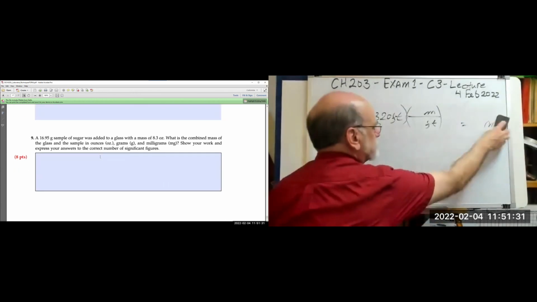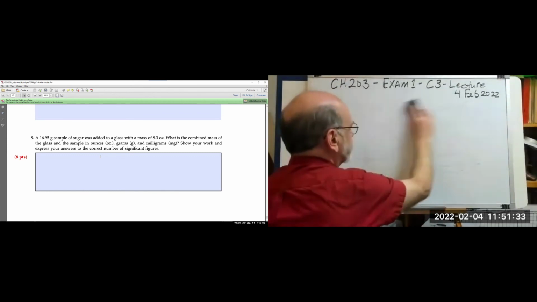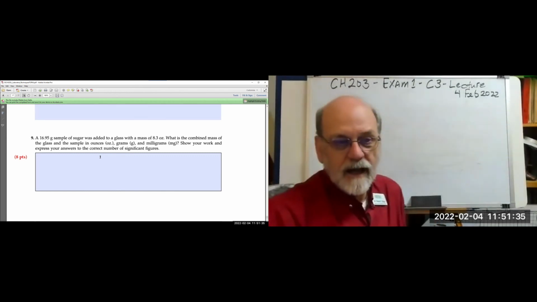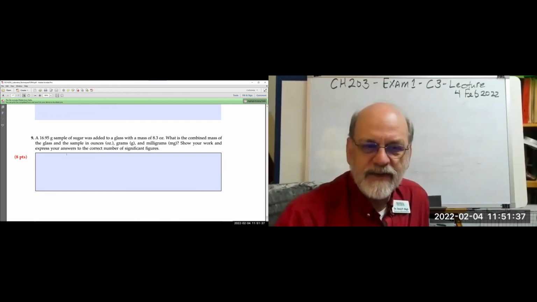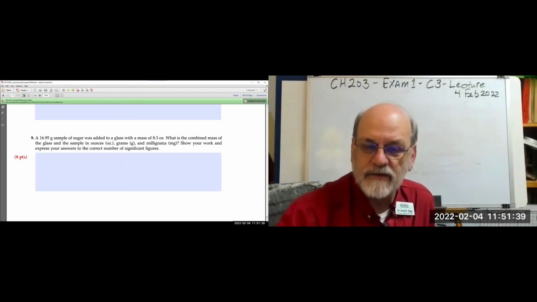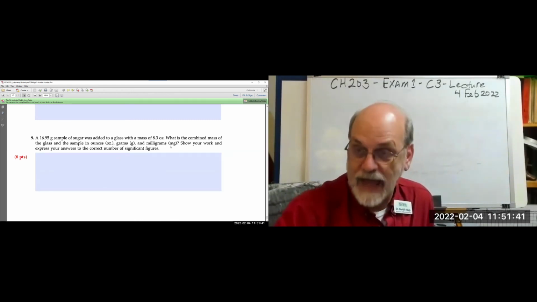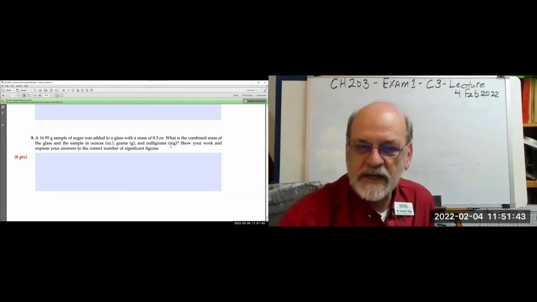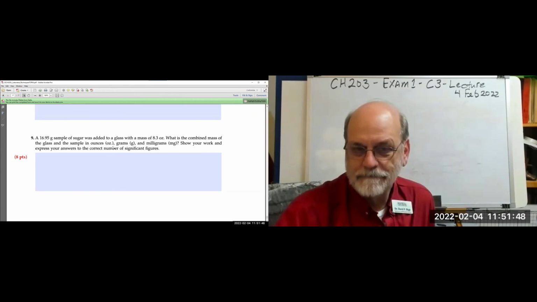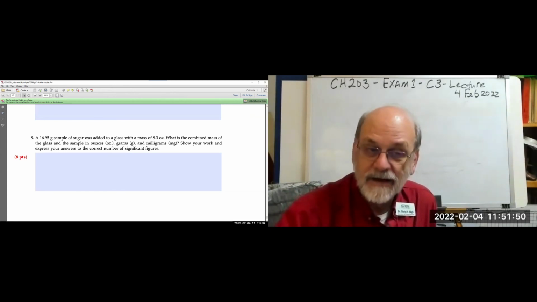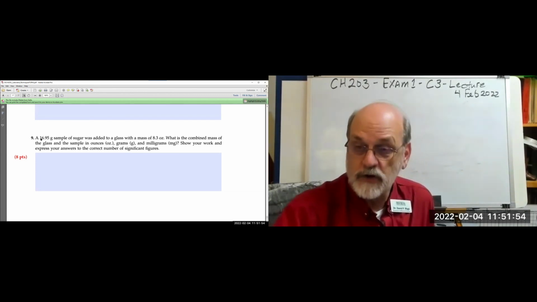How about this one? A 16.95 gram sample of sugar was added to a glass with a mass of 8.3 ounces. Apples and oranges. What's the combined mass of the glass and the sample in ounces? So if you're going to do that, you convert 16.95 grams to ounces. You need a conversion factor.